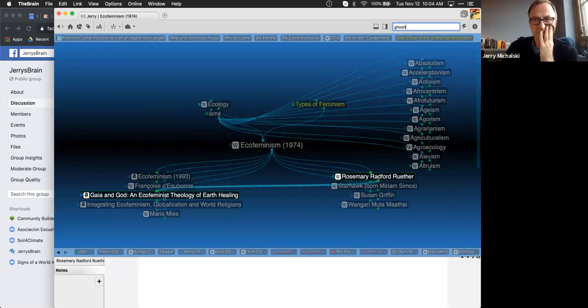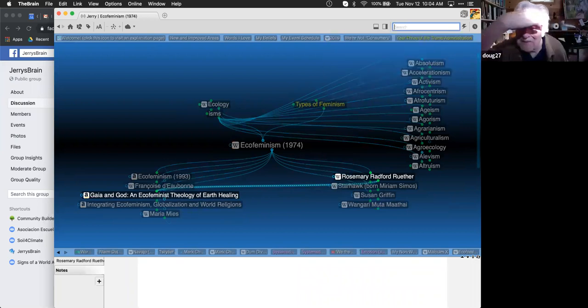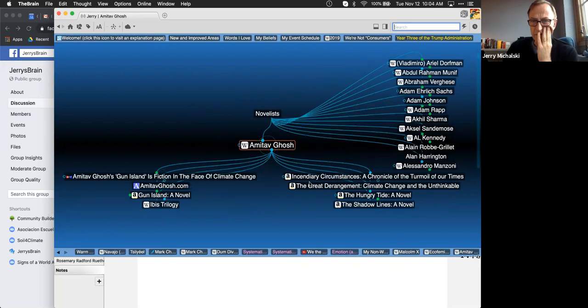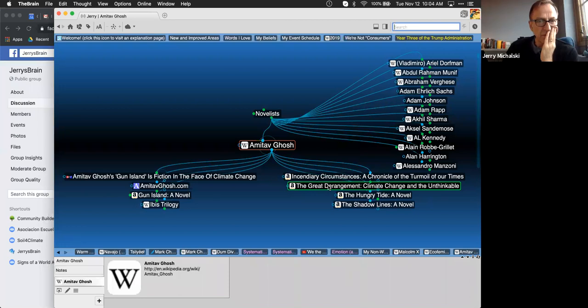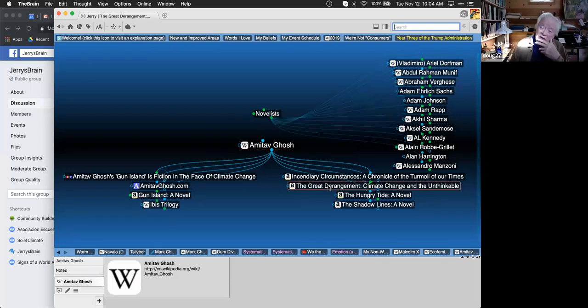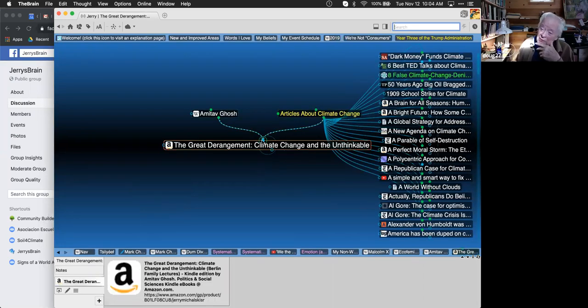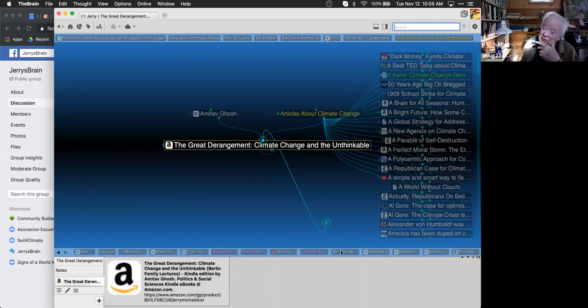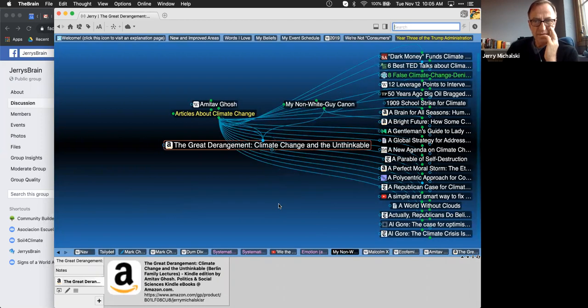I don't think so. I have to try and remember. Amitav? Yeah, Amitav Ghosh, Incendiary Circumstances, The Great Derangement, The Hungry Tide. Derangement is an incredible book. Climate Change and the Unthinkable. Gun Island. What he does is put together really good technical knowledge with being a novelist who is very sensitive to the role of literature. Wow. Awesome. I'll put that in the chat as well.